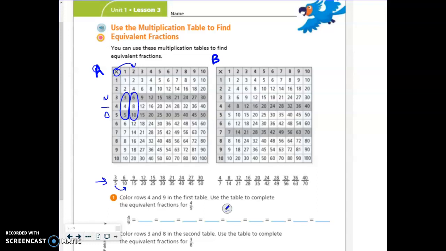You should start to see a pattern here. Now if I multiply that 3/5 by 3, starting here and now multiplying by 3, I come down here and I see my equivalent fraction of 9/15, and so on and so forth.